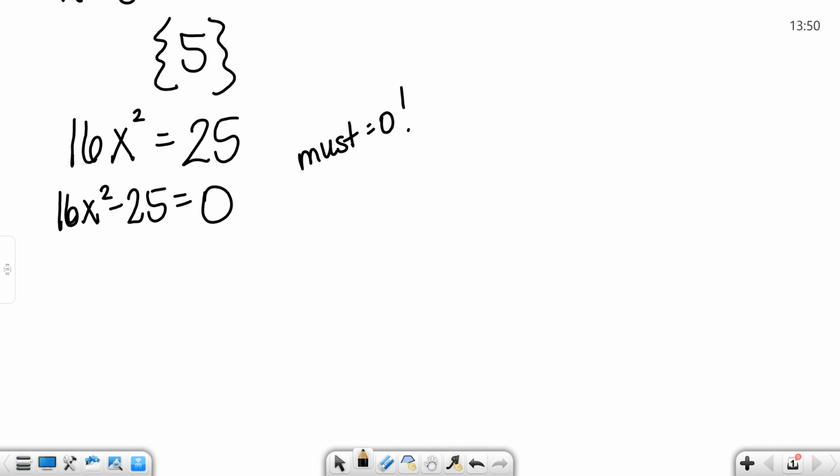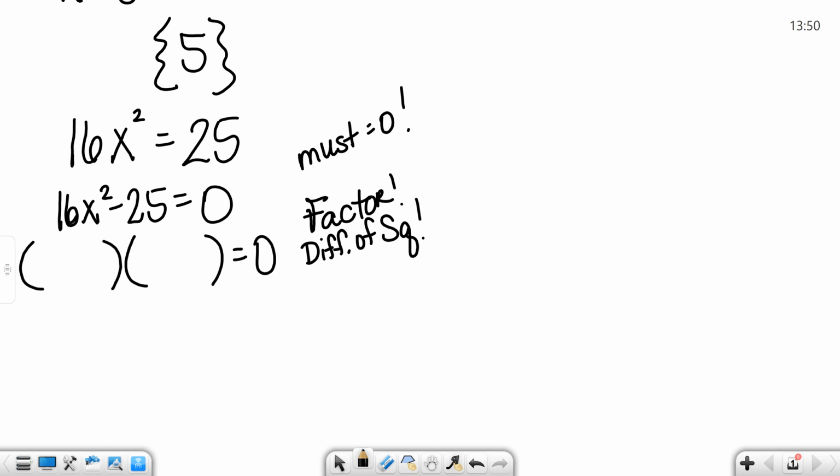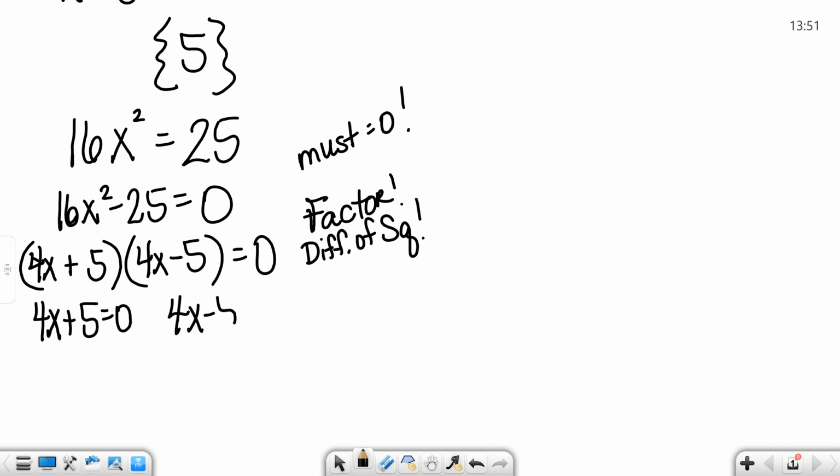All right, done. Now I'm going to factor. Well, there is no greatest common factor, but this is a difference of squares. Having to recognize that. So the square root of 16x squared is 4x. So it goes in both parentheses. The square root of 25 is 5. One gets a plus, one gets a minus. So I have factored. Now I set each factor equal to 0. That is called the zero product principle.